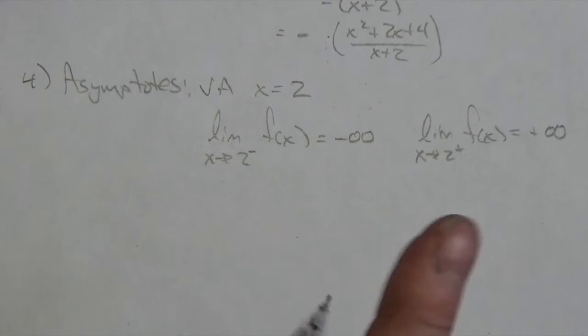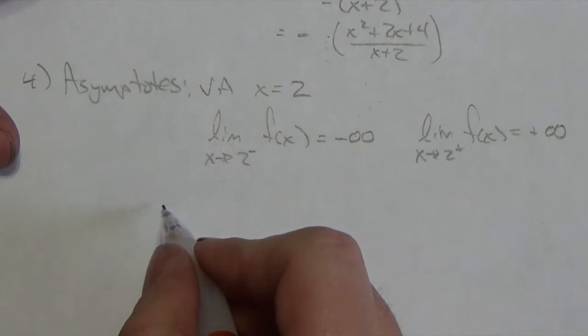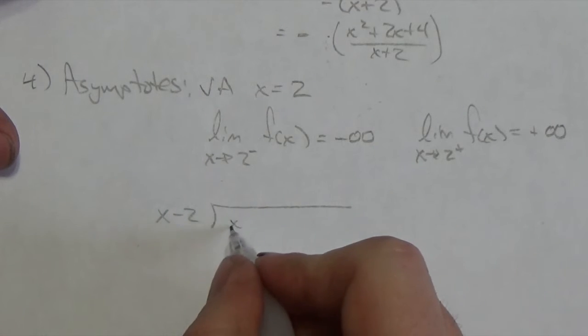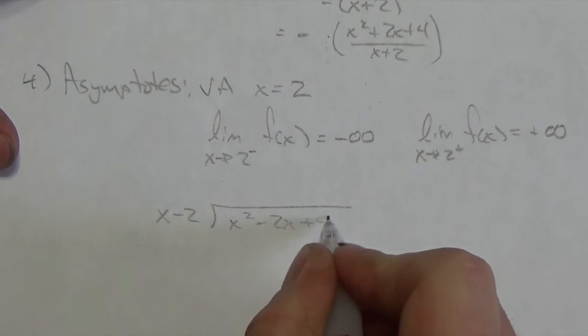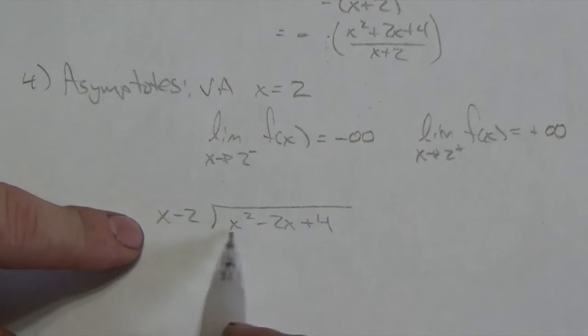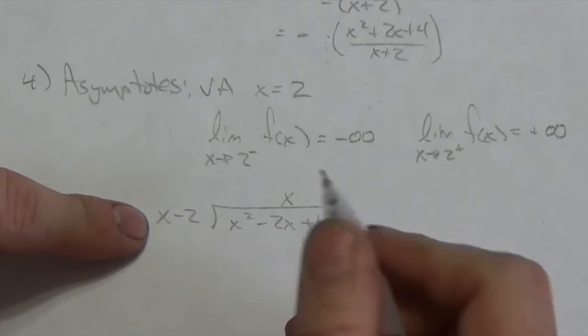Now, because the degree of the numerator is greater than the degree of the denominator, it doesn't have a horizontal asymptote, but it might have an oblique one. So we've got to check into that. What I'm going to do here is the division: x squared minus 2x plus 4 divided by x minus 2. Well, I can get rid of the leading term there by multiplying my divisor by x.